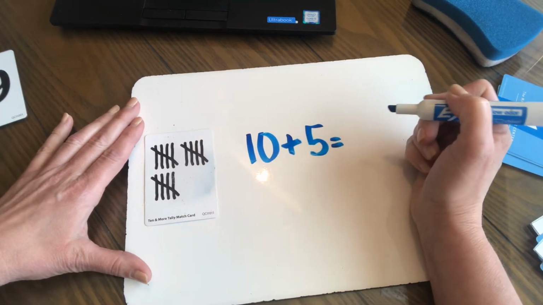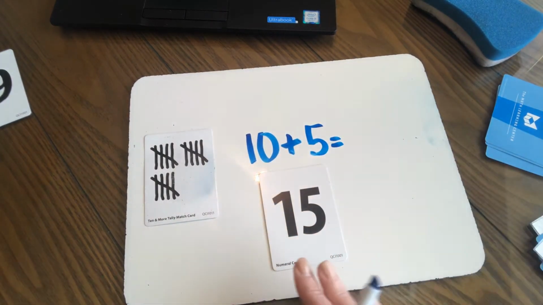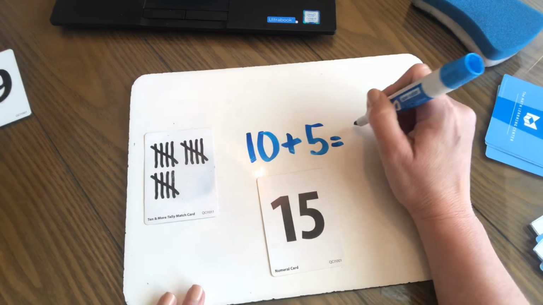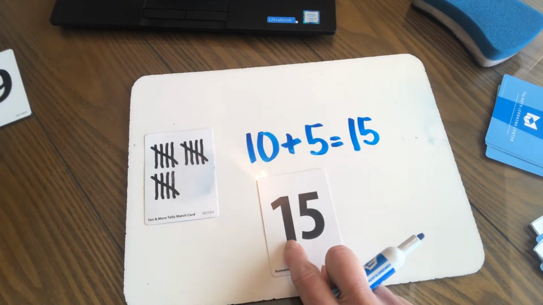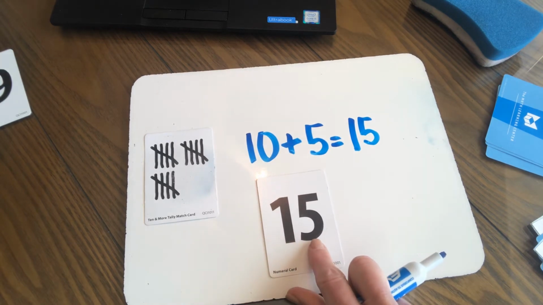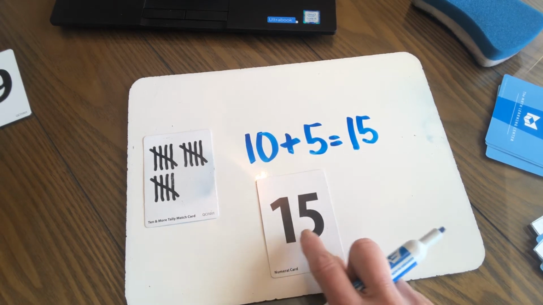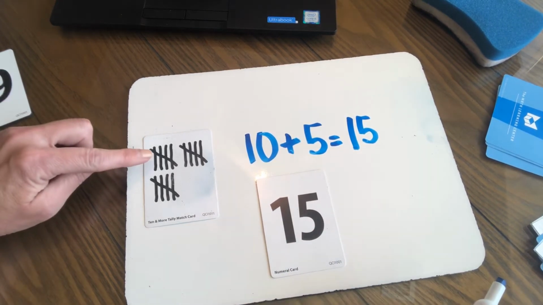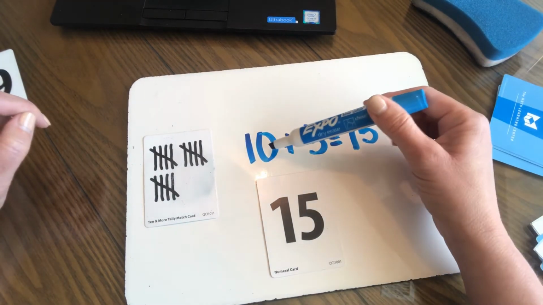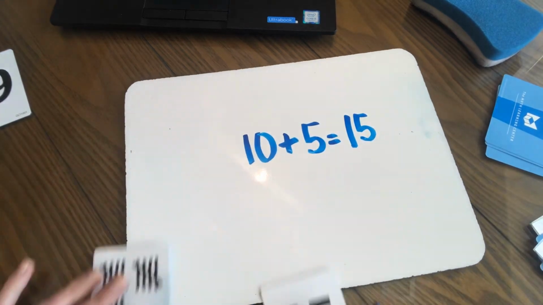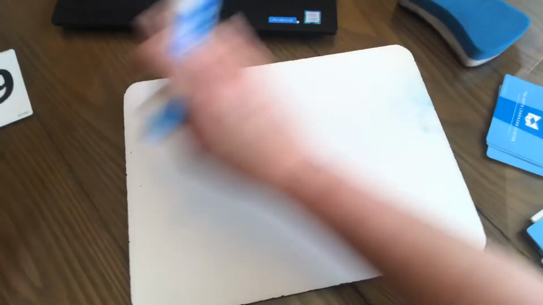What number is 10, 5? If you said 15, you were correct. 10, 5 is 15. 15 has 1 10 and 5 ones. And I can represent it like this in standard form, 10, 5. I can show it in tally marks, 10, 5. Or I can write an addition number sentence, 10 plus 5 equals 15. Very good job.